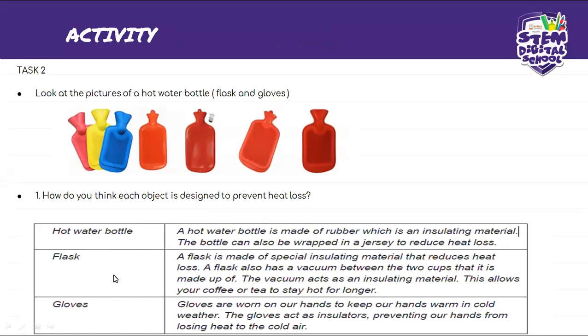Then we look at the flask. A flask is made of special insulating material that reduces heat loss. A flask also has a vacuum between the two walls. The vacuum acts as an insulating material. This allows your coffee or tea to stay hot for long. Gloves are worn on our hands to keep them warm in cold winter. The gloves act as insulators, preventing our hands from losing heat to the cold.